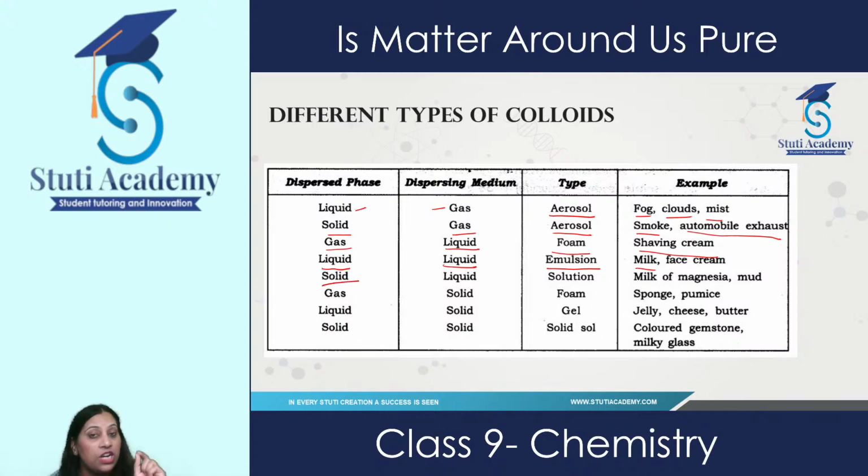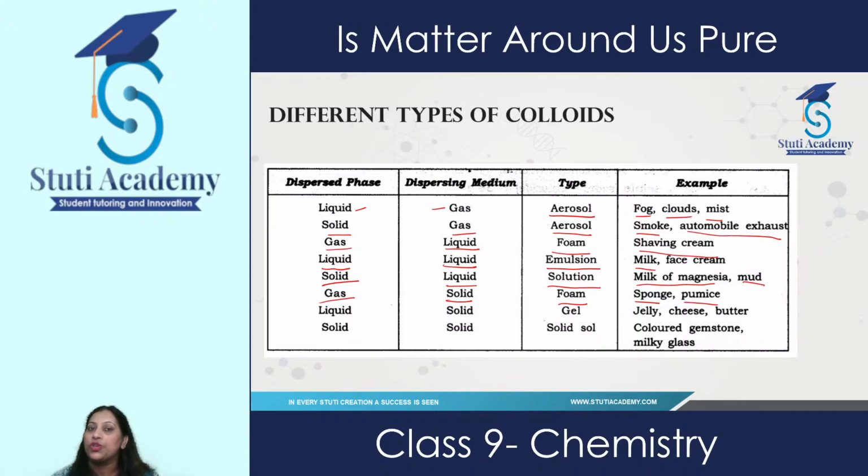And if the dispersed phase is solid and the dispersing medium is liquid, this type of colloid is known as a sol. The examples are milk of magnesia and mud. Then if the dispersed phase is gas and the dispersing medium is solid, this type is known as foam again. An example is sponge and pumice stone.